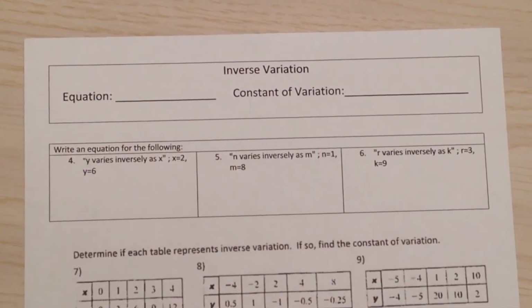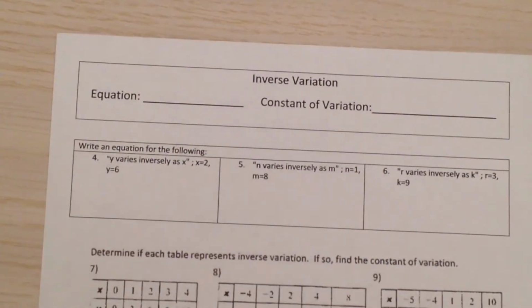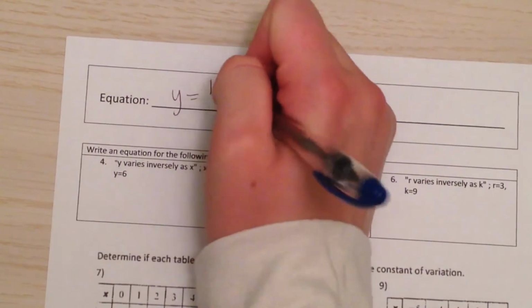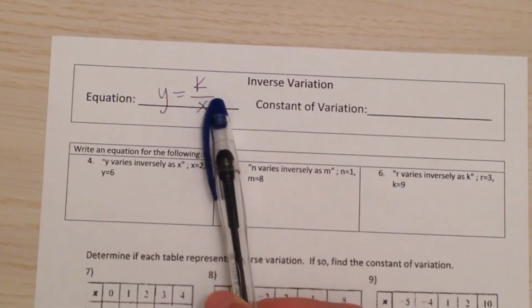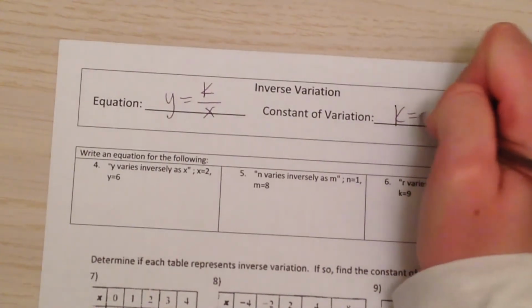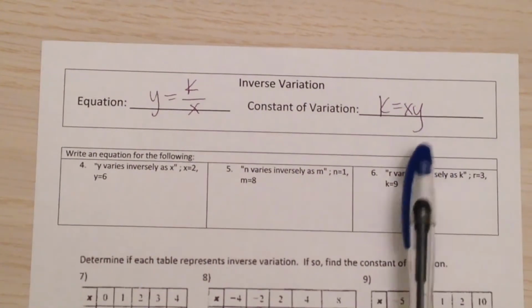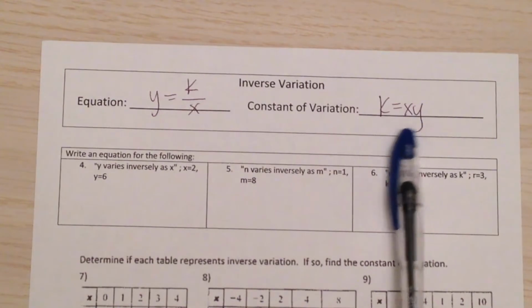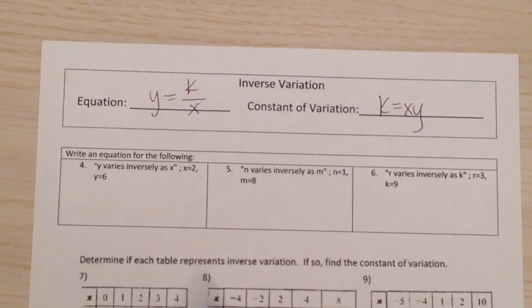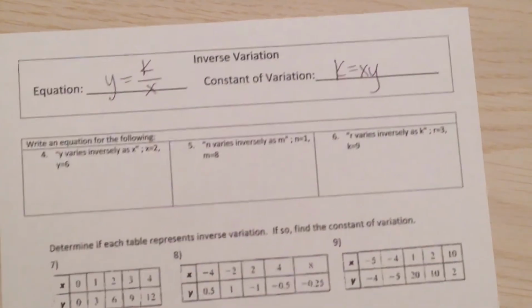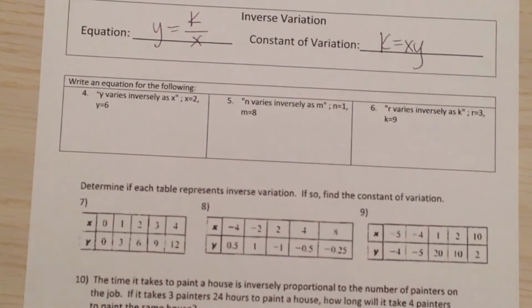Alright, we're still on section 3, but this time we're on inverse variation. So our equation for inverse variation that you should always be thinking is y equals k divided by x. And that k is our constant of variation, and we have to find it by multiplying our x and our y. So if you ever do this out of order, you'll be okay. So x times y is the same as y times x. We do not have a graph for inverse variation because it's a curve, and you won't hit curves until Algebra 2. So wait till then.